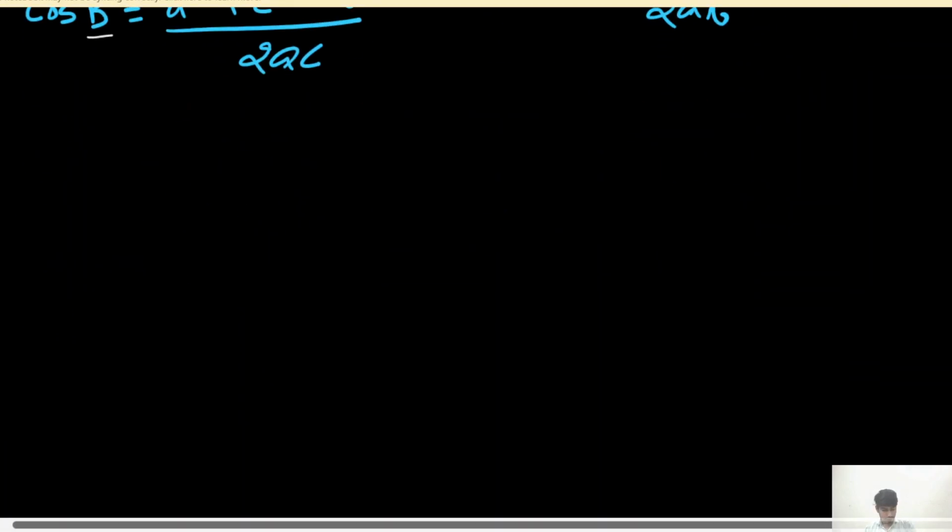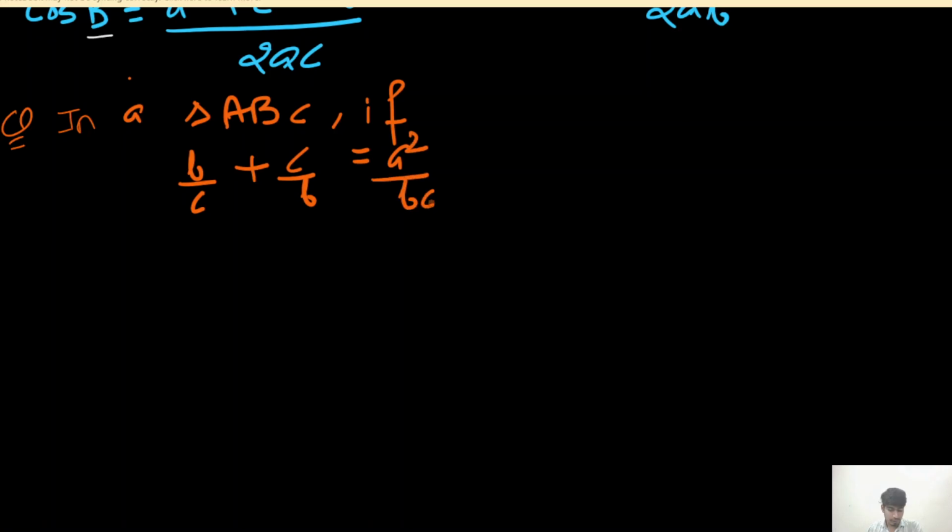What is our first question? In a triangle ABC, if b upon c plus c upon b is equal to a square upon bc plus root 3, then we have to find angle A. Okay students, let's solve this equation and we get the formula in cos A, then we find the answer.